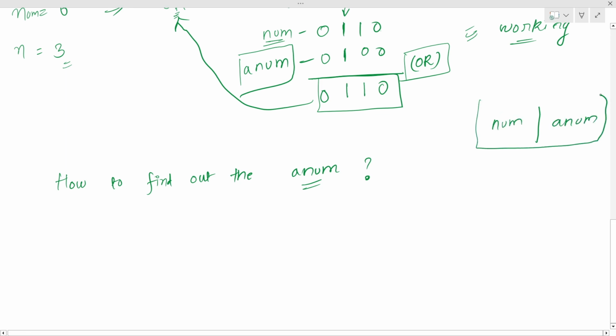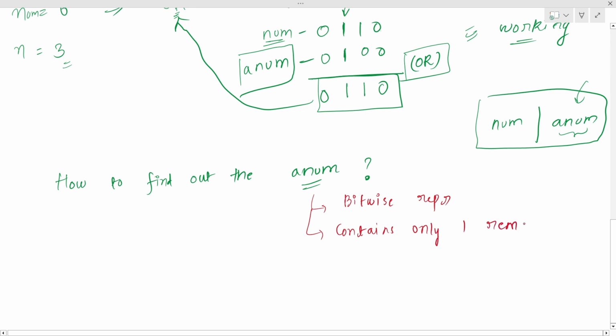Now your question is how to find this a num. I'll tell you one of the simplest approaches to find the a num. You can clearly see that a num is nothing but a bitwise representation, a simple thing that you know. And one more thing is it contains only one 1. Remaining all are zeros, I mean remaining all positions are zeros.